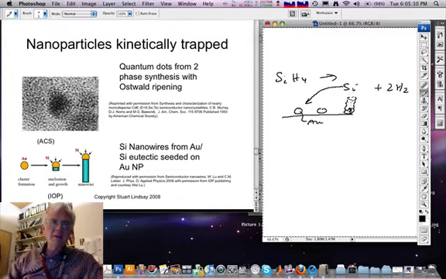Nanowires microns long and just a few nanometers in diameter can be grown this way. It's also possible to grow nanowires from solution by playing tricks to encourage growth along one crystal axis.